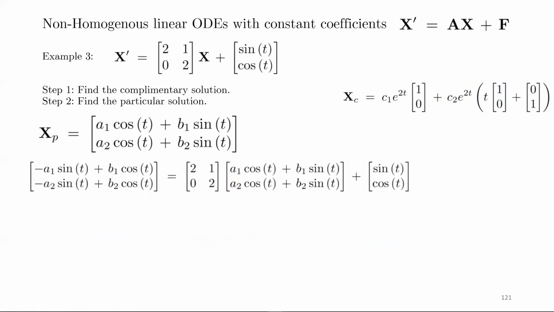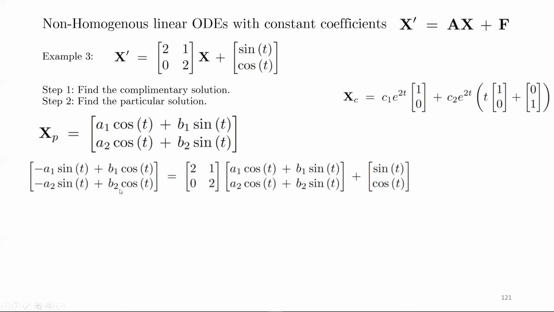Okay, so again, I have somewhat of a problem here because I've got 4 unknowns, a1, a2, b1, and b2, but I only have 2 equations. But again, I can play the same game here, and I can separate these 2 equations into the sine and the cosine terms. So for example, the cosine terms in the first equation are going to be b1, lots of cosine on the left-hand side, equals 2 times a1, cosine terms here, plus 1 times a2, plus 0. There are no cosine terms in the non-homogeneous first entry.